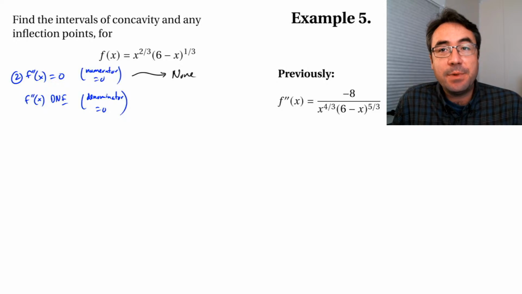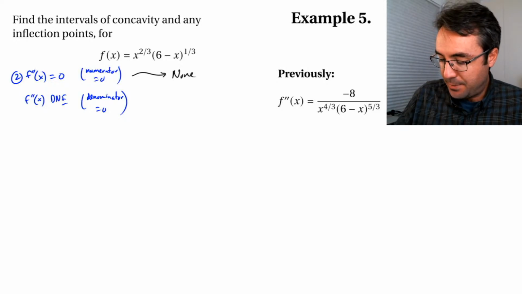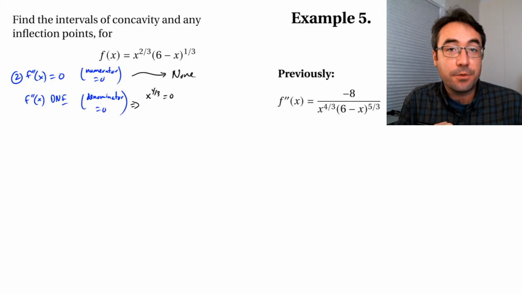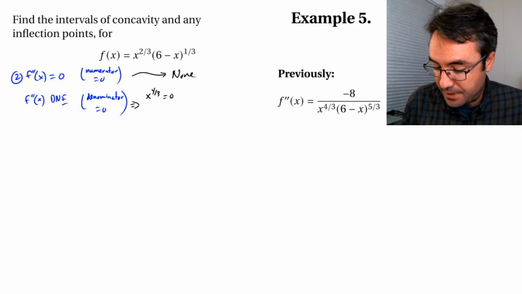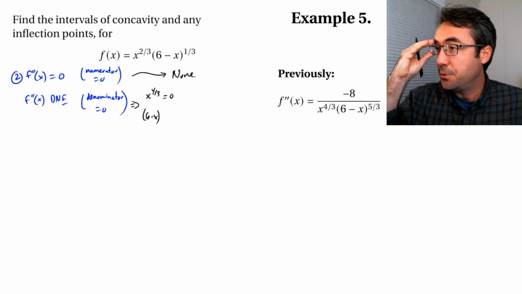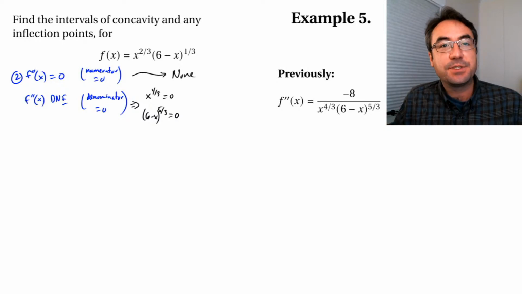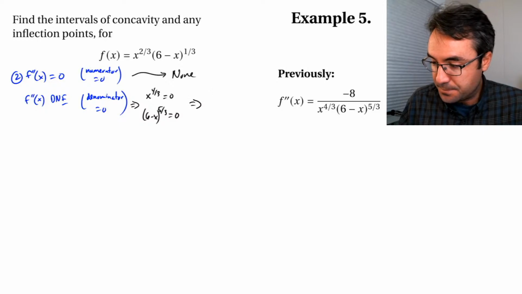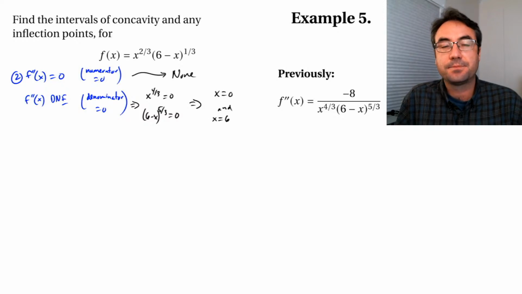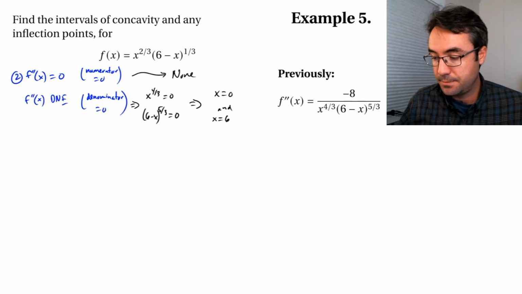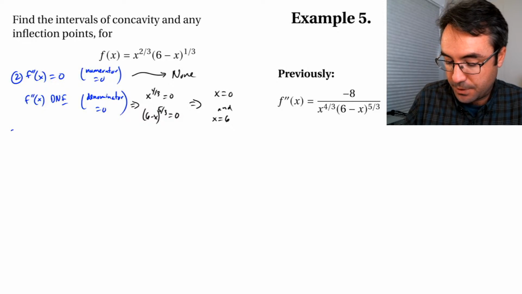And then if we look at the denominator, well, the denominator is equal to 0 precisely when we set each of those factors equal to 0. So we set the x to the 4/3 factor equal to 0 and the 6 minus x to the 5/3 term equal to 0. And if we solve each of those, we get two values, x equal to 0 and x equal to 6. So those are the numbers that we're going to plot on our sign chart. So that's the next step. Do our sign chart.